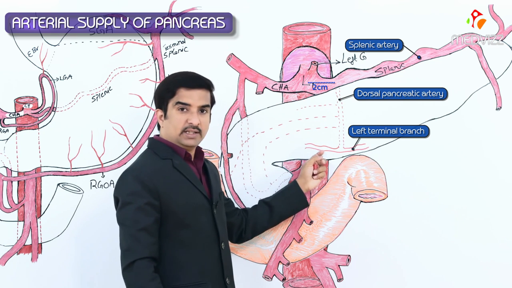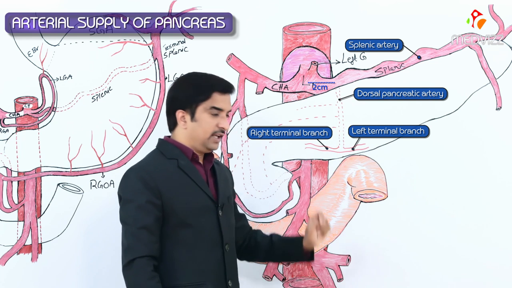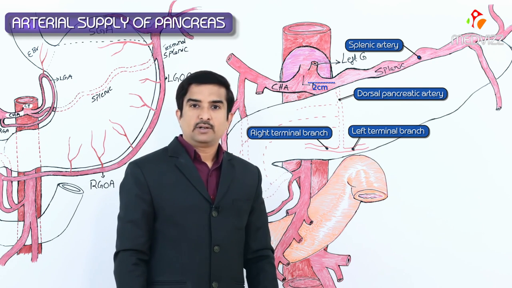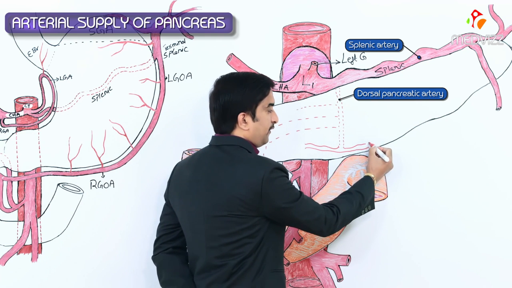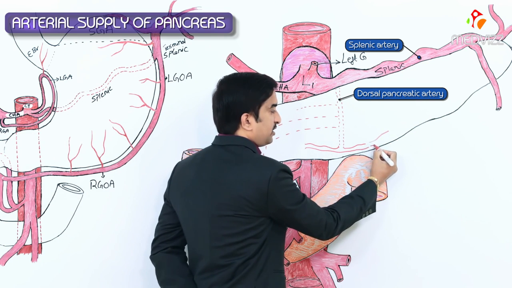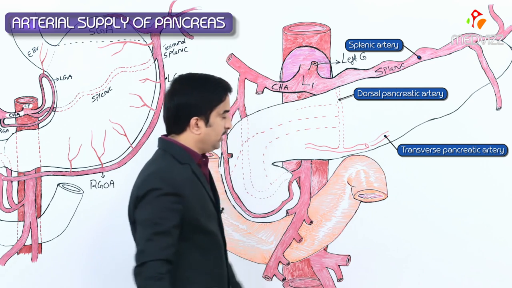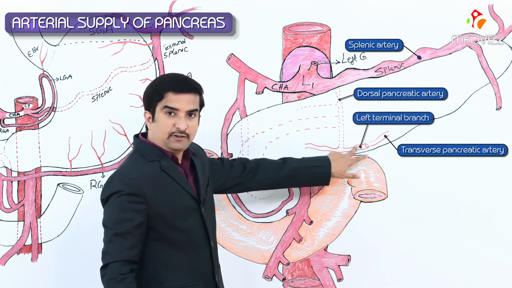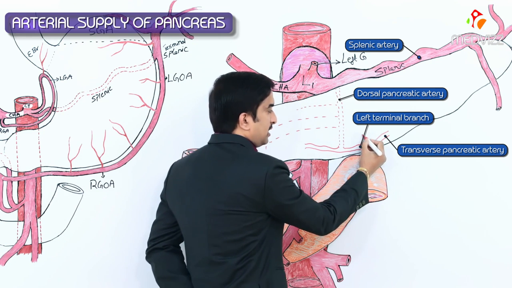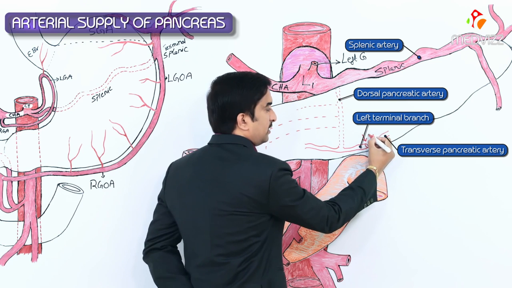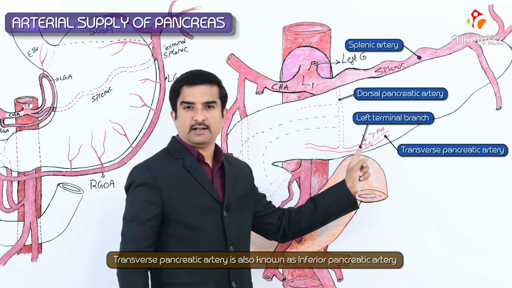It divides into the right branch as well as the left branch near the inferior border of the pancreas, right? And this left branch gives off another artery from here. This is called the transverse pancreatic artery. So here I can say this is the end of the left branch. From here, another branch which arises is called the transverse pancreatic artery, which is also called the inferior pancreatic artery.